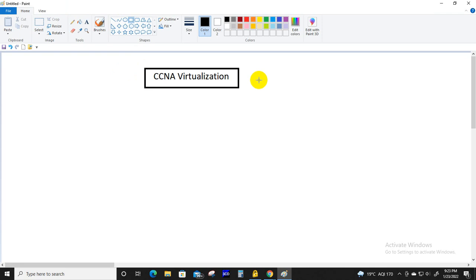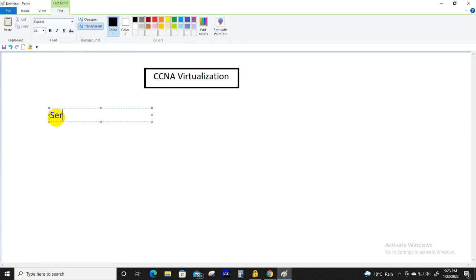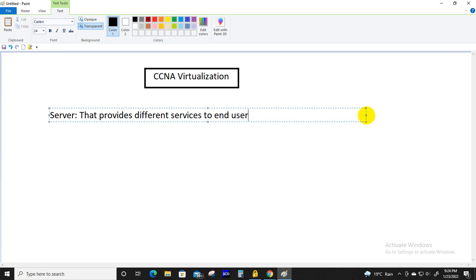So we all know about servers. What is a server? It provides different services to the end user, or we can say client.